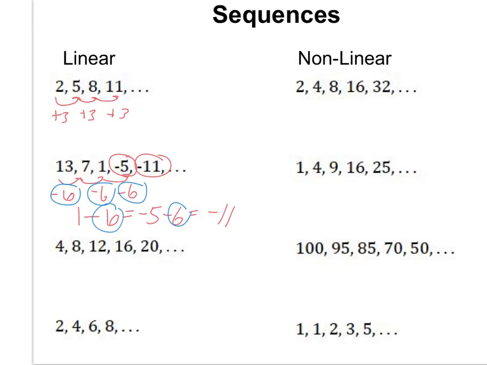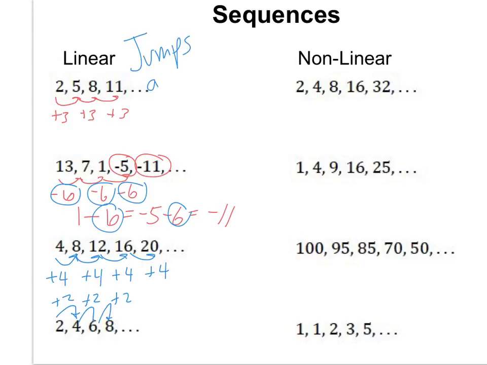On this third one, we're going up. How do we get from 4 to 8? We add 4. How do we get from 8 to 12? We add 4. And so on, each time to get to our new value. Down here, we're adding 2. So the jumps for linear are always equal.